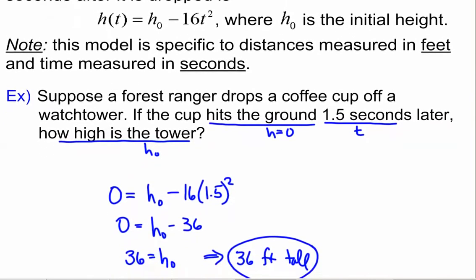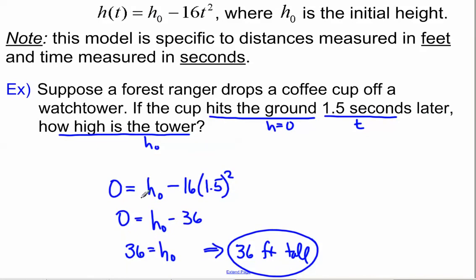So if we plug those into that formula up there, my height is going to be 0 at whatever this initial height h sub 0 was, minus 16 times the 1.5 seconds squared. Okay, simplifying and then adding over, we get it was 36 feet tall.